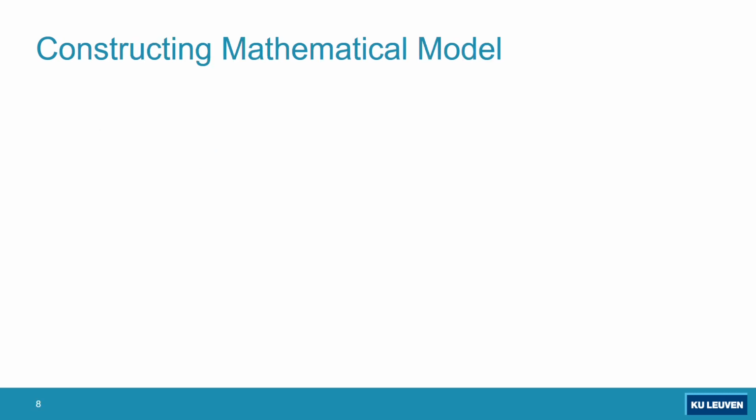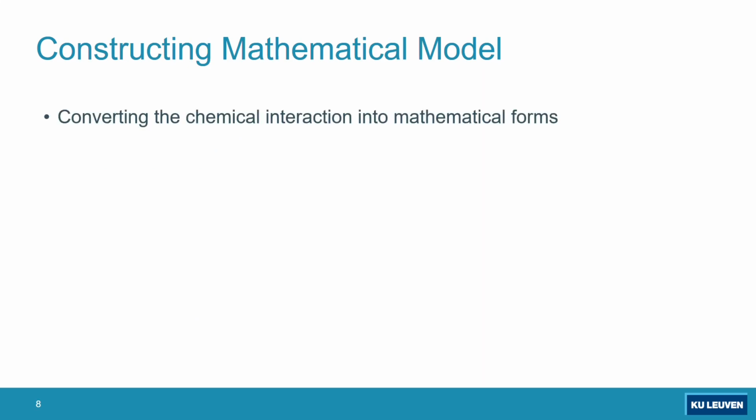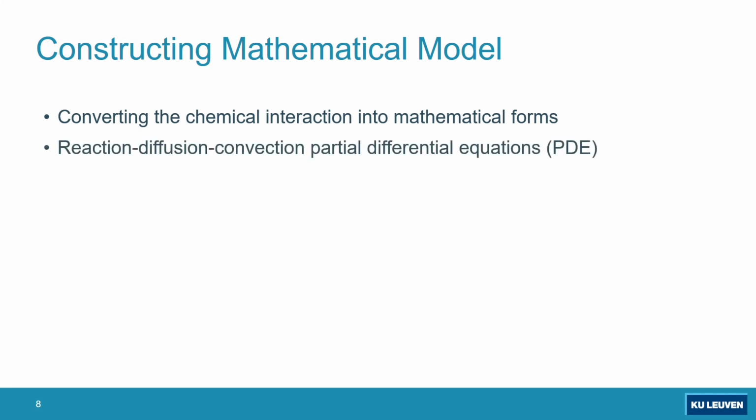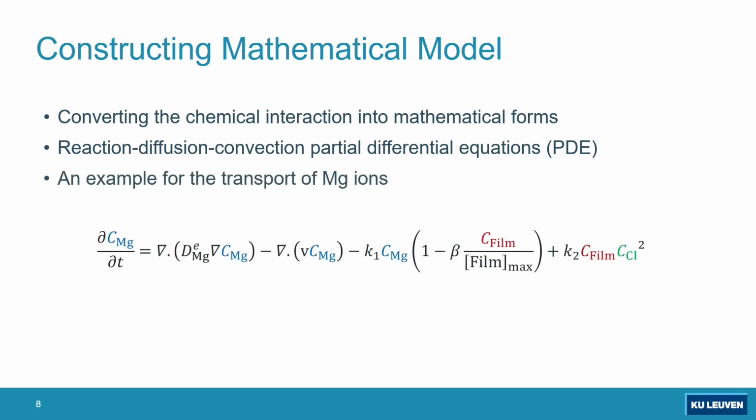To construct a mathematical model, I don't want to go into the detail, but it is really as simple as converting the chemical reactions and interactions that we know into mathematical models, by taking advantage of the fundamentals of reaction, diffusion, and convection equations. So, just an example, for the transport of magnesium ions inside the body.